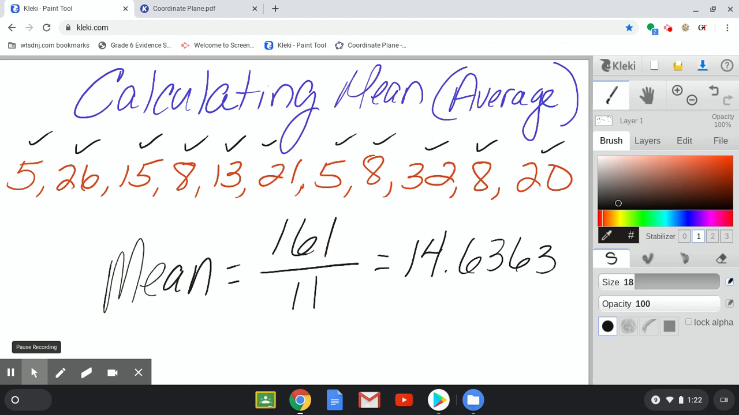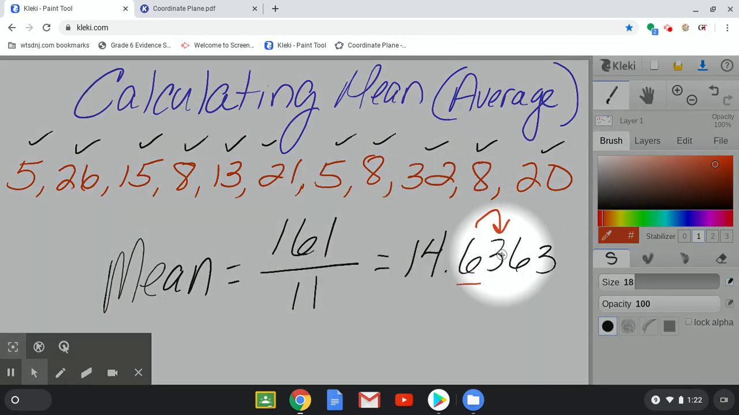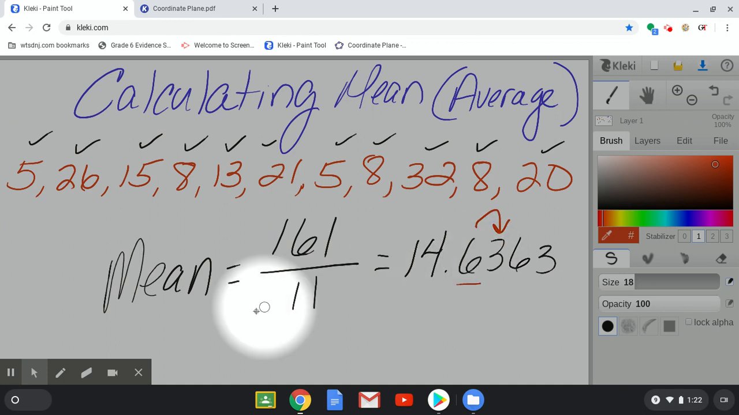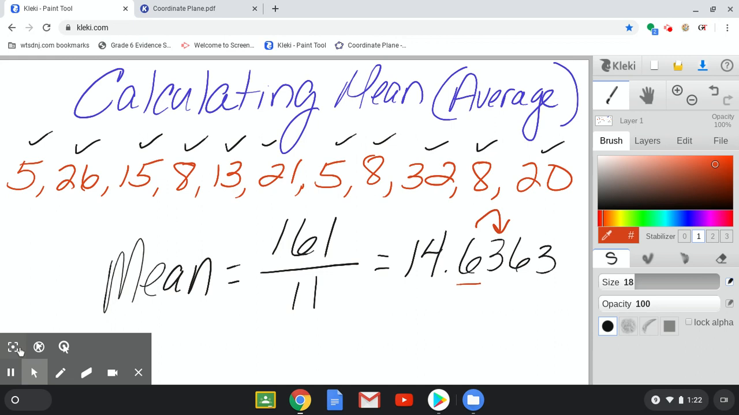The directions for this assignment are to round to the nearest tenth if necessary. So I am going to be rounding to the nearest tenth. Underline my tenths place, draw my arrow to the right. This 3 is telling me that this 6 stays a 6. If this were a 5 or higher, this 6 would go to a 7. So in this case, my mean or my average, my final answer, would be 14.6. Calculating the mean or average, add up all of the numbers in your data set, divide by how many numbers you have. Remember, I suggest doing it 2 times in case you accidentally input something incorrectly into your calculator.